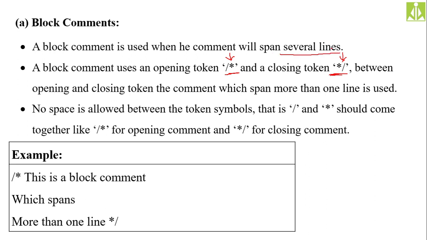Several lines in the sense more than one line. Whatever lines of code you want to put inside the block comment, you have to put between these two symbols. As you can see here, I have given the example. This is the opening of the block comment and this is the closing of the block comment. Between these two symbols, how many lines did we keep? Three lines of description: 1, 2, 3. Something like this, you can put the block comment inside your C program.